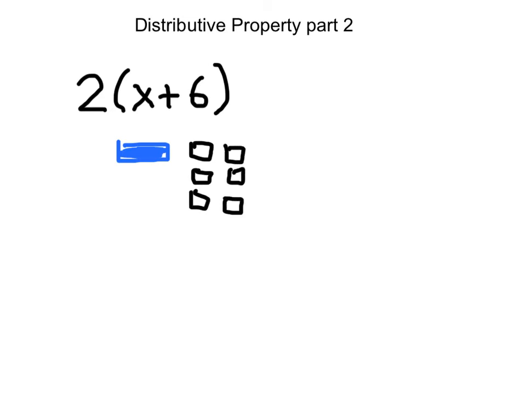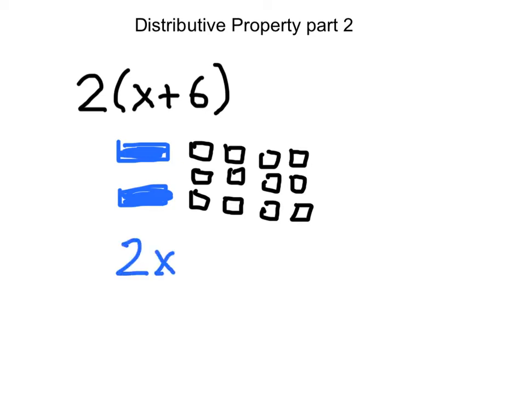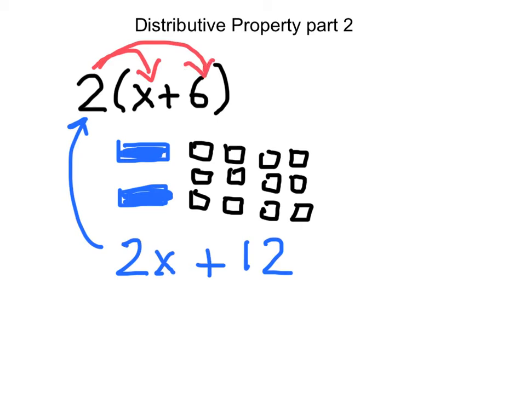if I multiply that grouping by 2, then I'm doubling what I have. So I'll end up with another x tile, and then another set of 6 of the 1s. So this would be a total of 2x plus 12. But I want you to notice something. Look back up here. If we just take the number 2 and multiply it by each of the terms on the inside of the parenthesis and add those together, we will get this answer.